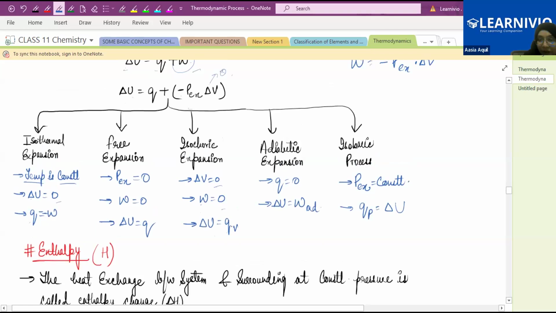Okay, Q. Why have I written V over here? So Q at constant volume. Q at constant volume means we are just talking about the isochoric expansion. Okay, so here the change in volume becomes zero, W becomes zero, and the delta U equals QV.